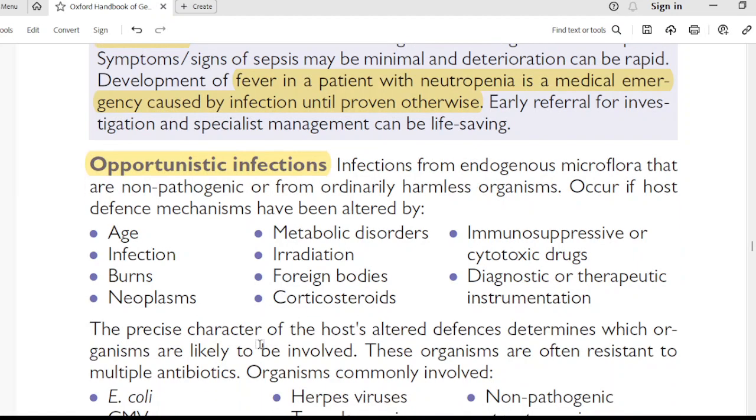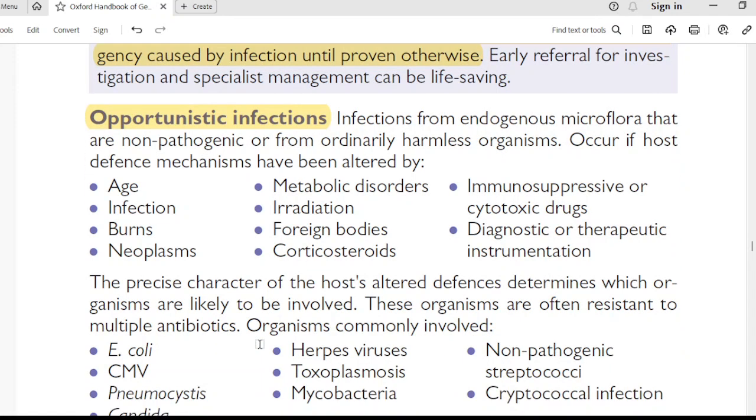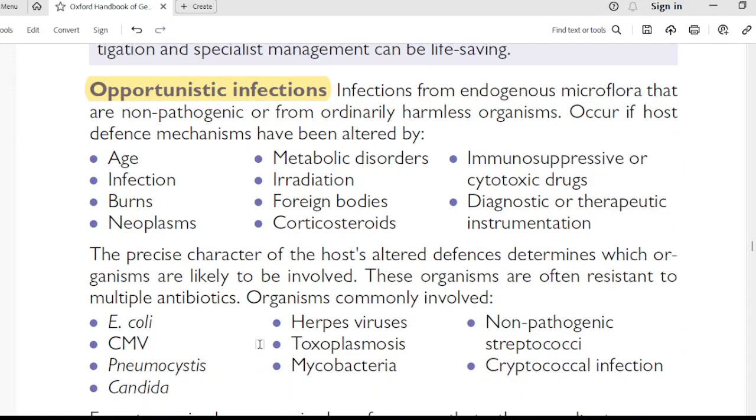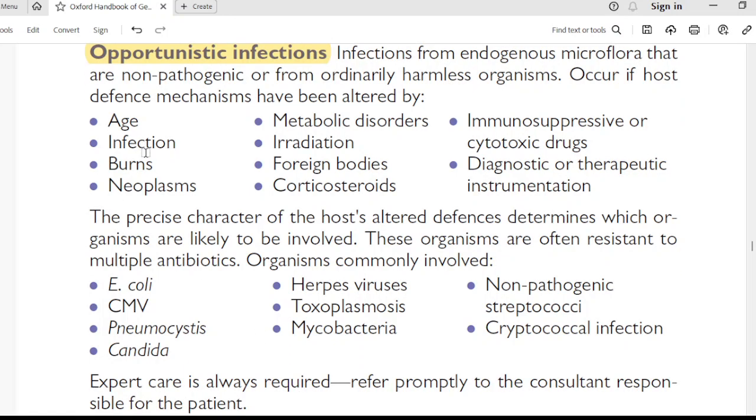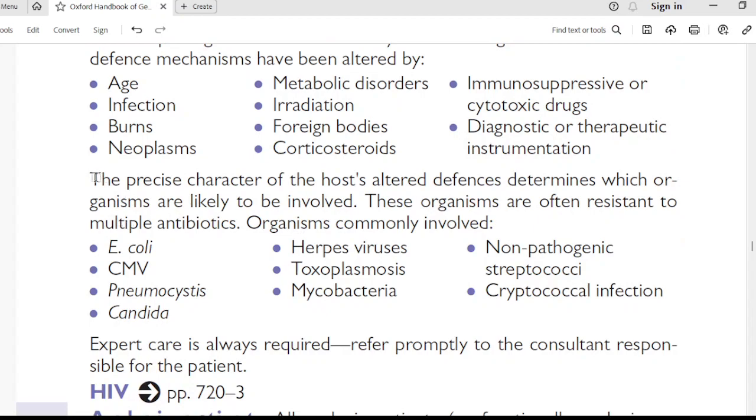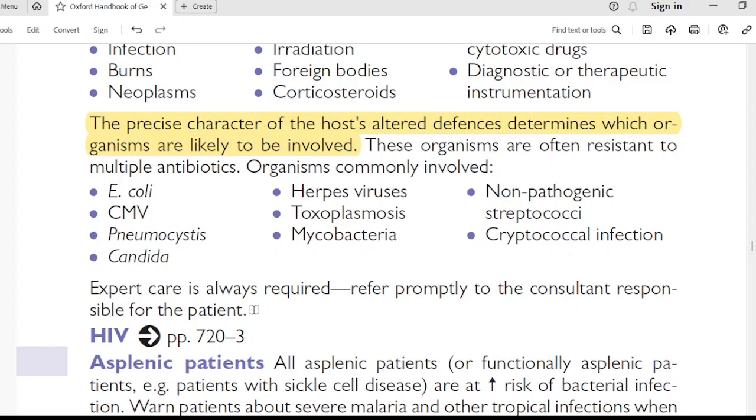Opportunistic infections. Infections from endogenous microflora that are not pathogenic, or from ordinarily harmless organisms, occur if host defense mechanisms have been altered by age, infection, burns, neoplasms, metabolic disorders, irradiation, foreign bodies, corticosteroids, immunosuppressive or cytotoxic drugs, diagnostic or therapeutic instrumentation. The precise character of the host's altered defenses determines which organisms are likely to be involved. These organisms are often resistant to multiple antibiotics.